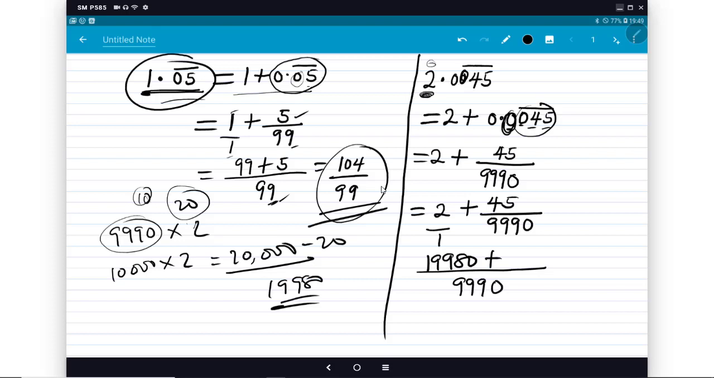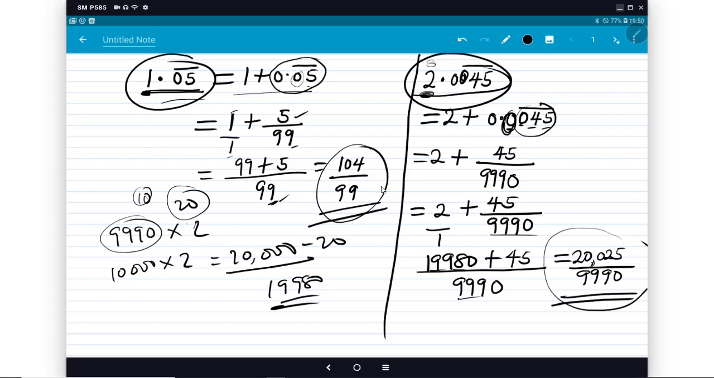So plus this, 1 times this will give us 45. So at the end, when we add 19,980 plus 45, that will give us 20,025 divided by 9990. If you divide this, automatically it's going to give us this decimal that we have here. Or you can still simplify it, break it down: you can see that 5 can go into the numerator and the denominator. Just for you to know how you can convert all these decimals to fractions.